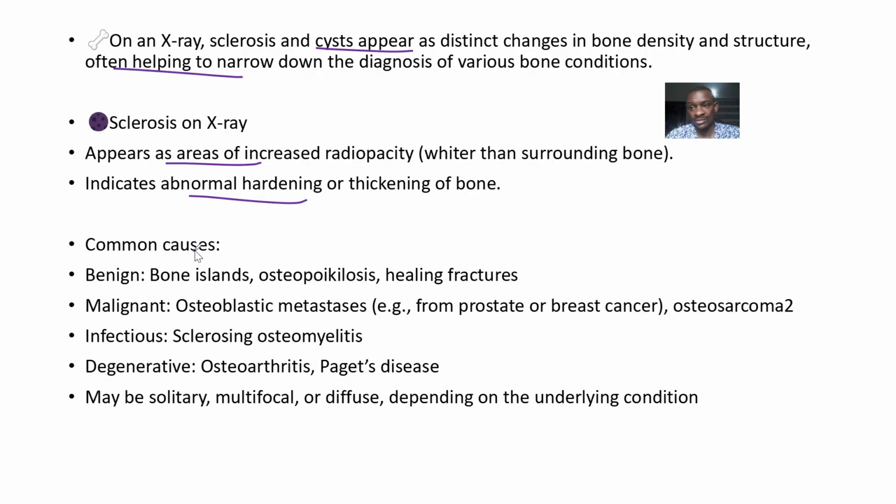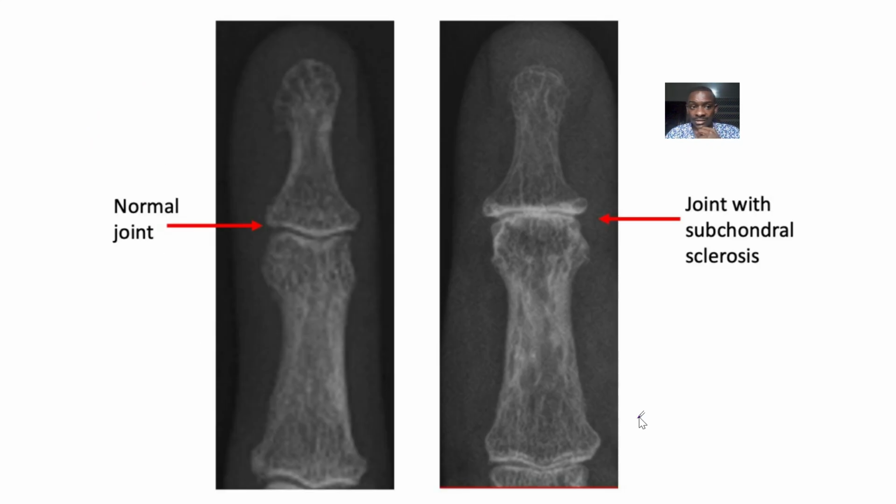So common causes, that means if you see sclerosis, you are now suspecting any of these things. It could be bone islands, could be what? Osteopoikilosis, could be healing fractures, could be osteoblastic metastasis, where you have cancers from other places now coming to the bone. Could be infectious, like sclerosing osteomyelitis, degenerative issues like osteoarthritis, or Paget's disease. They may be solitary, that's in one place, multifocal, that's different places affected, or diffuse, depending on what is actually causing it.